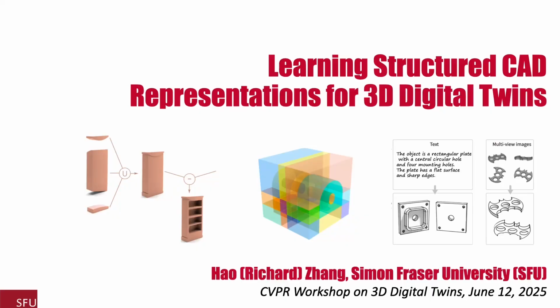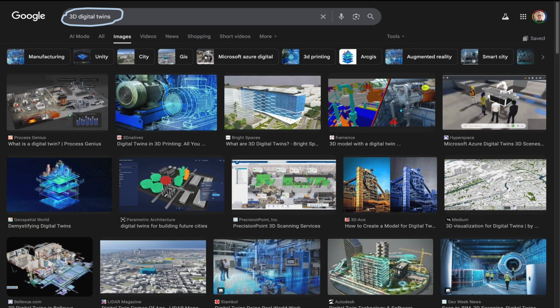I think my talk is going to be a bit more technical, so please bear with me. This workshop is about 3D digital twins. So I just thought, last night, let me do a Google image search for 3D digital twins and see what comes up first on the first page.